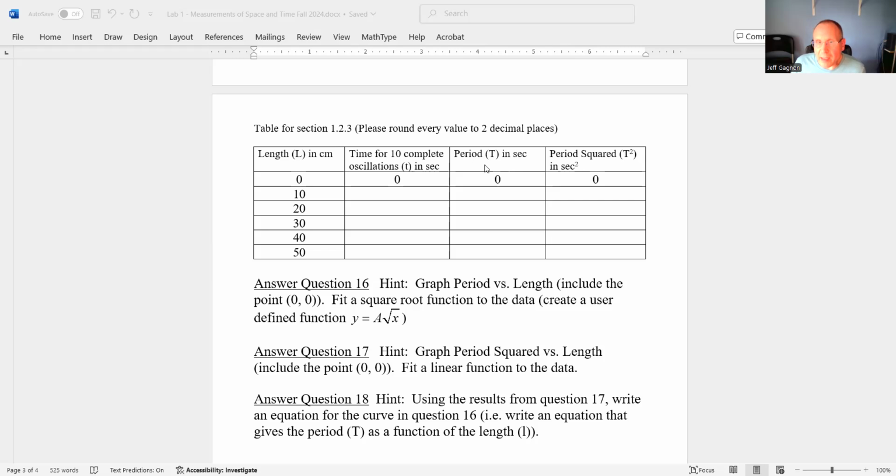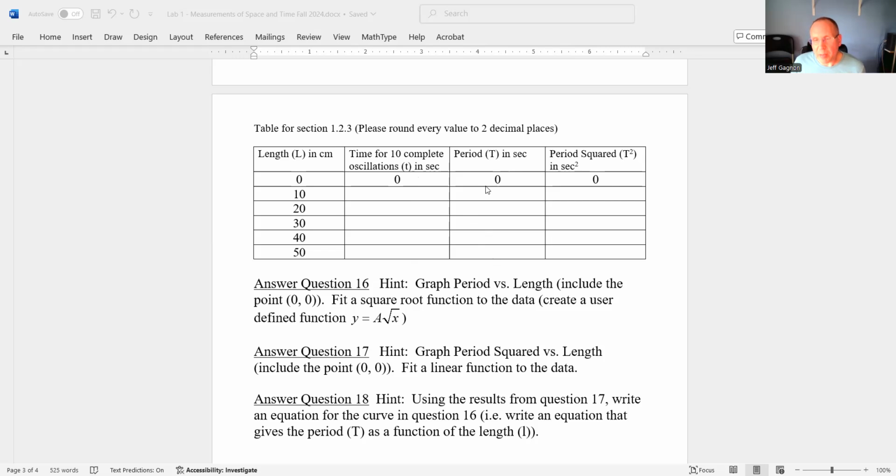To calculate the period, remember by definition, the period is the time for one oscillation. So I'm simply going to take this value, which should be to 2 decimal places, and divide it by 10. That would be the time for one oscillation. Or if you had found the time for 5 oscillations, you would take this value and divide by 5 to get the period. It depends on how many oscillations you collected the time for. You just divide by the number of oscillations, and that'll give you the period.